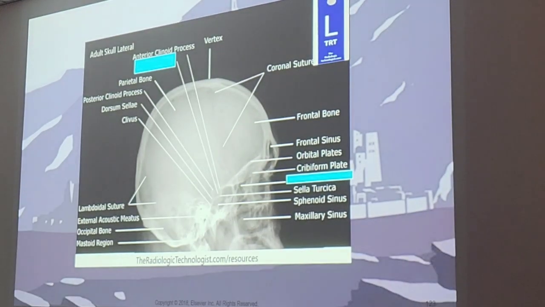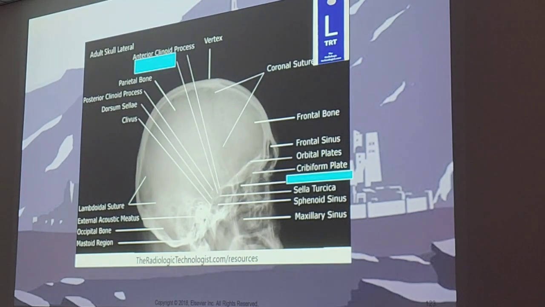And once again, how do we check that this is a true lateral skull? We look to that sella turcica, make sure it has that good, distinct, cup-like shape, and it's not got that kind of rotated look to it. It's rotated because it has been tilted incorrectly.